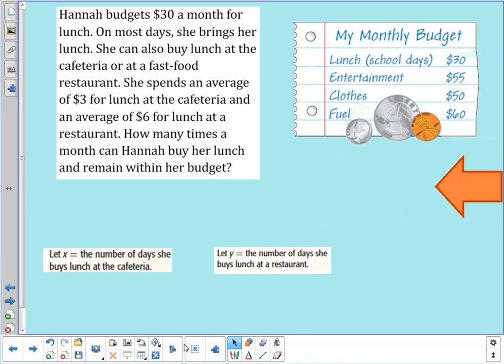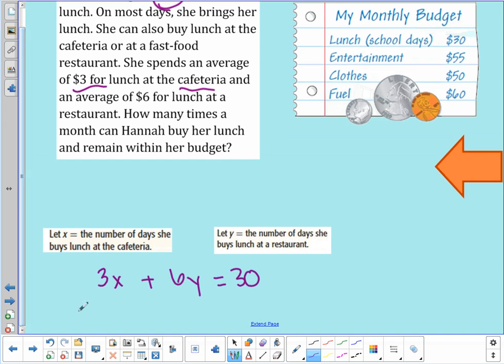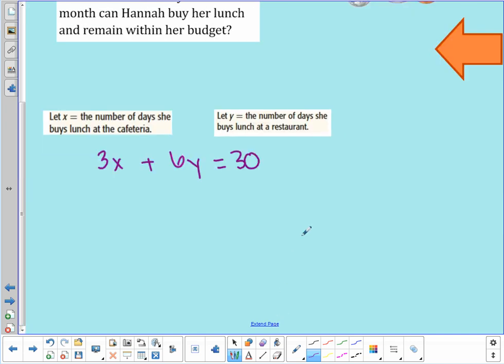So what we have to ask ourselves is what's happening to X and what's happening to Y. To X, buying lunch in the cafeteria, that is going to be $3. So we have 3 times every X. For Y, that's lunch in the restaurant, so plus 6 times every Y, and her total budget for the month is $30. So there's our equation that we can use to figure out how many times she can buy each type of lunch.